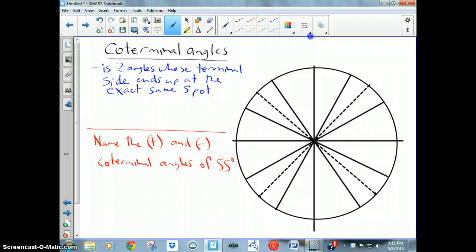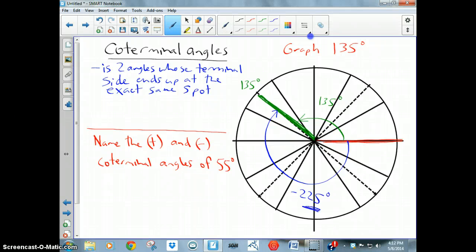So for instance, let's say that I graph 135 degrees. So here's my initial side. I start there. It's positive 135, which is this green line over here. So this angle right here that I'm drawing in green is positive 135 degrees. What is its coterminal angle? Well, if I rotate it negatively to there, that angle is negative 225 degrees, because 225 plus 135 makes 360. So if I wanted to write this down, 135 degrees and negative 225 degrees are coterminal because they both end up with the green line at the exact same spot. I hope that makes sense.